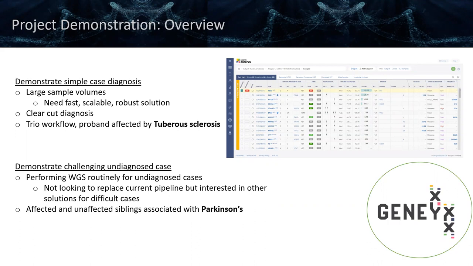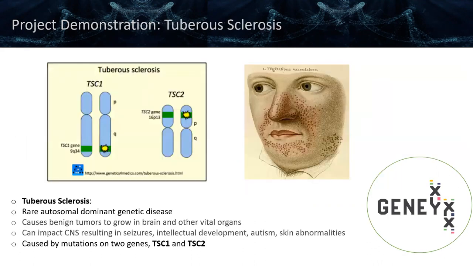And so just to talk a little bit about the first case that we're going to demonstrate, this is, again, tuberous sclerosis. And tuberous sclerosis is a rare autosomal dominant genetic disease. It causes benign tumors to grow in the brain and other vital organs. One of the key distinguishing characteristics about tuberous sclerosis is the skin abnormalities. So you can see the image on the right. We have these benign tumors that are growing around the mouth and the nose.